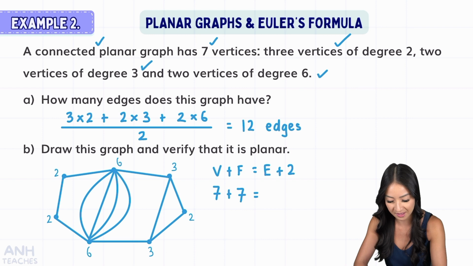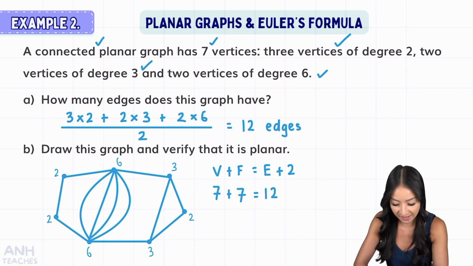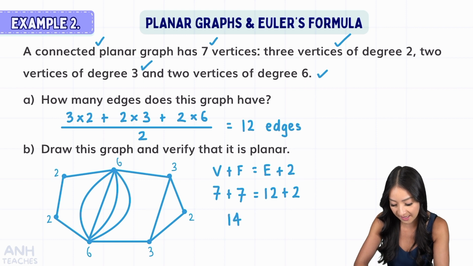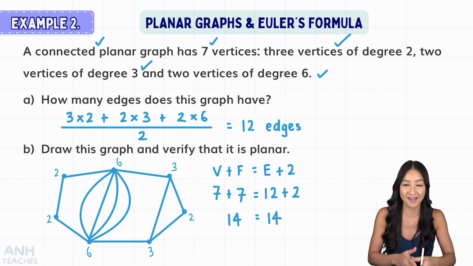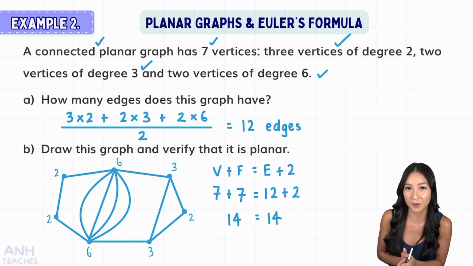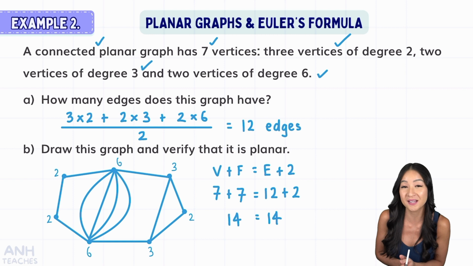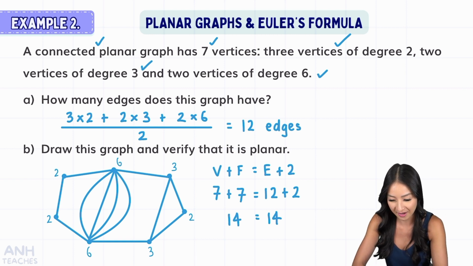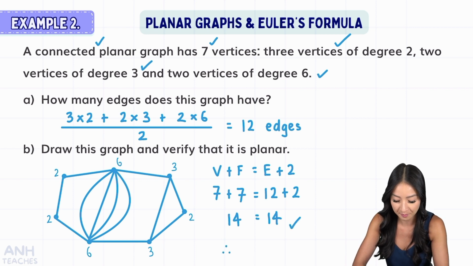All right, so I know I haven't made a mistake there. 12 edges plus 2. So 7 plus 7 is 14. 12 plus 2 is 14. Because the left-hand side equals the right-hand side, the number of vertices, faces, and edges of this graph satisfy Euler's formula, and therefore we can verify that it is, in fact, planar. So when I write here, I'll just do a little tick and then go, therefore planar. You know, keep it simple.